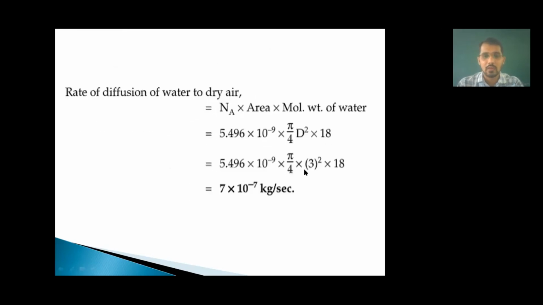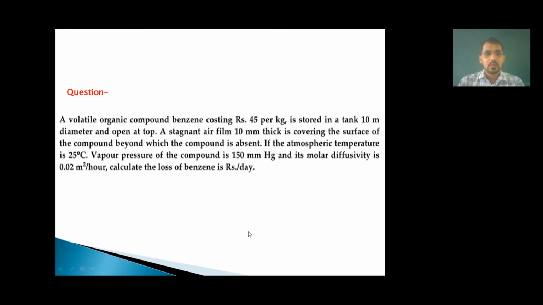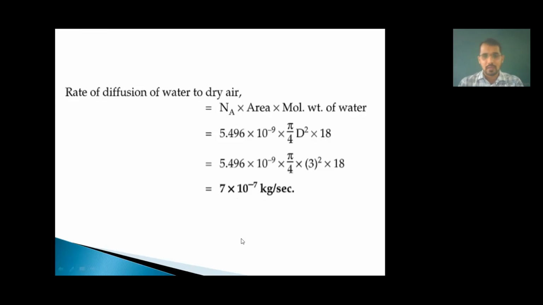Just put the value of diameter here, that is 3 square. NA we have calculated as 5.496 into 10 raised to minus 9. After putting all these values and calculating, I am getting the answer 7 into 10 raised to minus 7 kg per second. So the rate of diffusion of water to dry air is 7 into 10 raised to minus 7 kg per second. This is all about the first numerical.